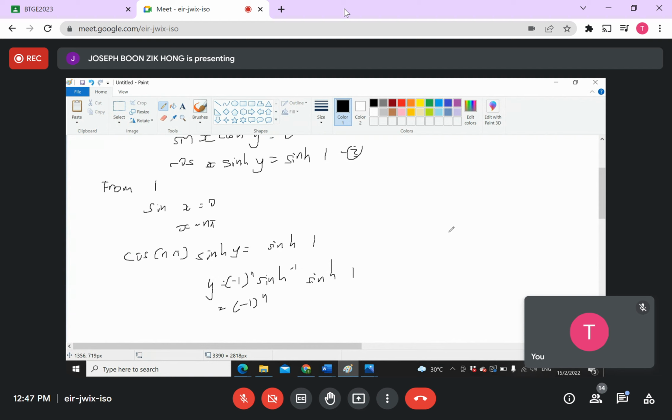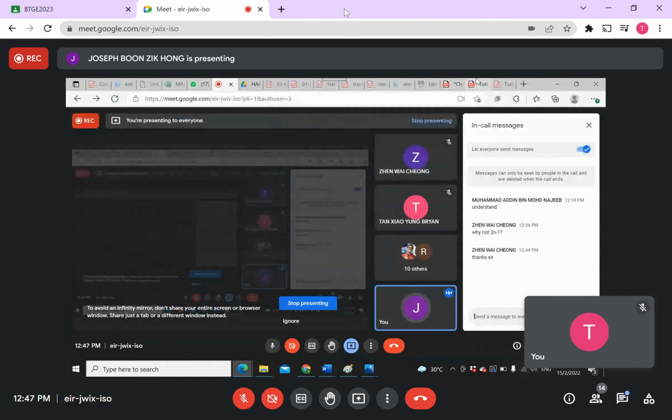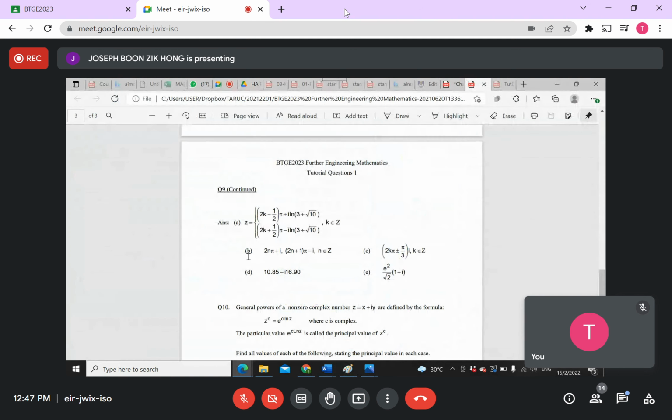So combining your x and y, that means your z will be equivalent to n pi, and then plus I times negative 1 power of n. Again, the answer might... I forgot, let me see, the n pi should be n pi plus I.